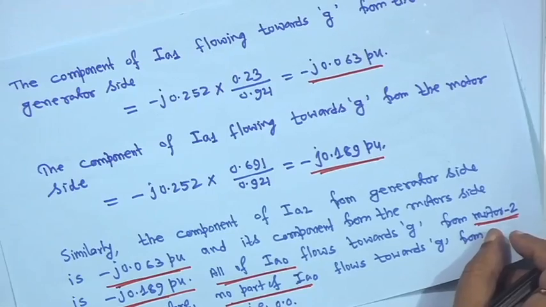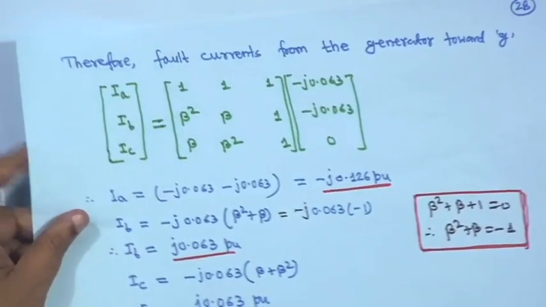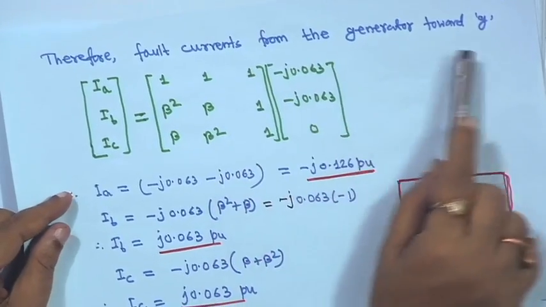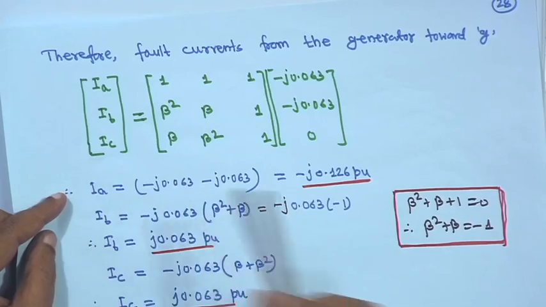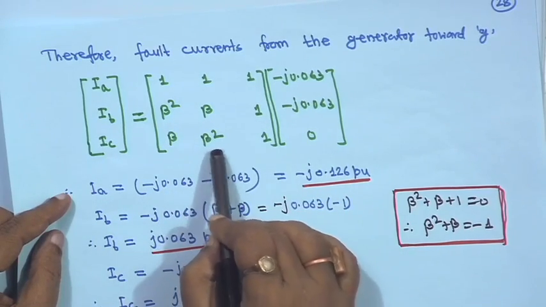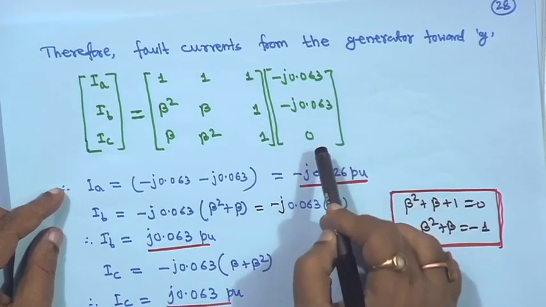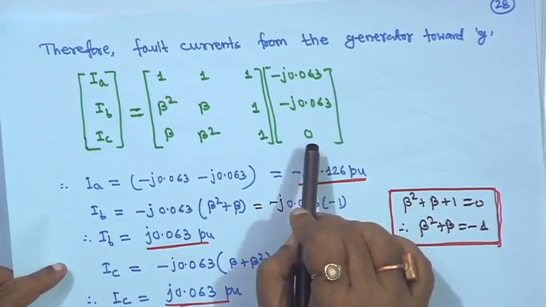So, in that case, now the fault current from the generator towards G. Now, we know I A 1, I A 2, I A 0. Therefore, for the fault current from the generator towards G, we know I A, I B, I C is equal to the matrix 1 1 1, 1 beta square beta, 1 beta beta square, times I A 1, I A 2, and from the generator side no zero sequence current. So, it is 0, as I told you.